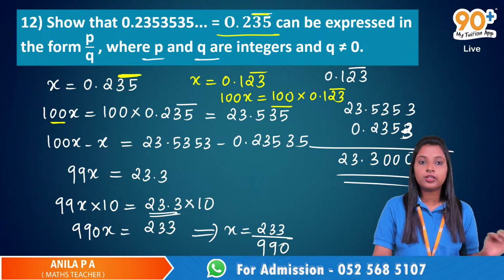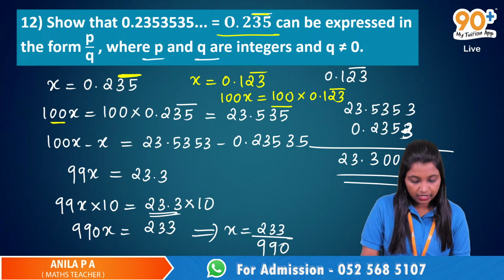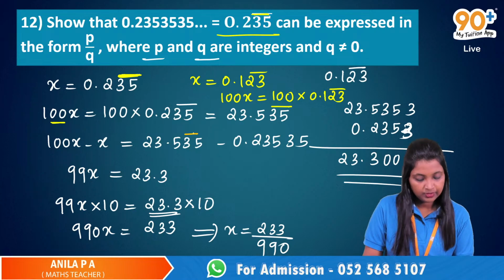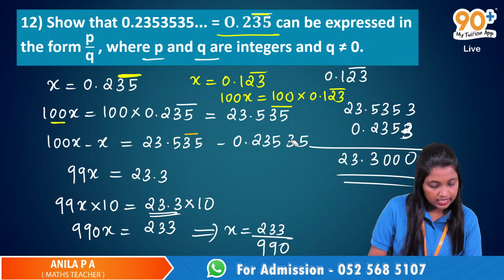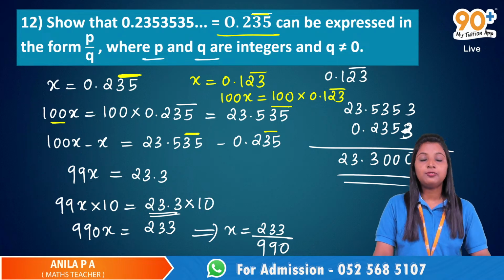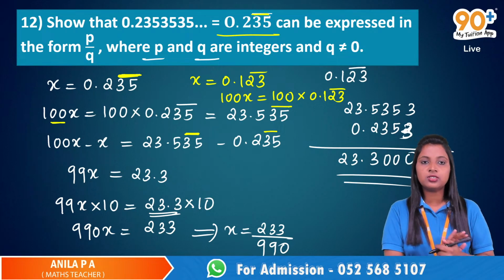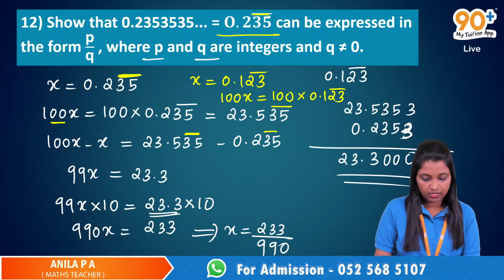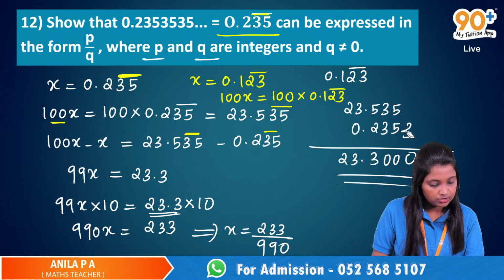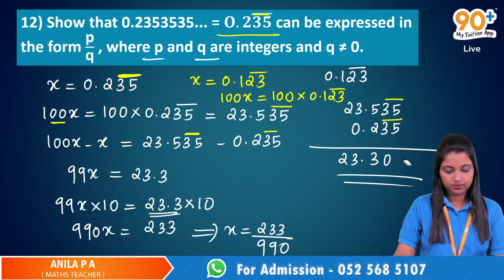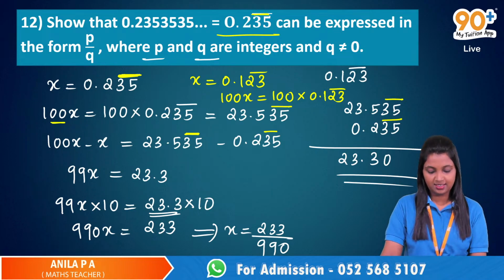I'm not removing that bar. It is there. And here also, if you want, you can just write it as 35 bar, and here also you can write 0.235 bar. That is okay. 35 bar means it is 3535, so I just wrote it as 3535 like that. And here also, if you want, just put a bar over there. Is it okay now? Yes, it's okay now.